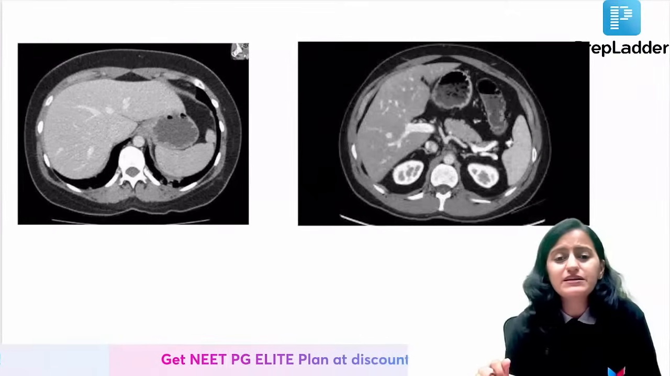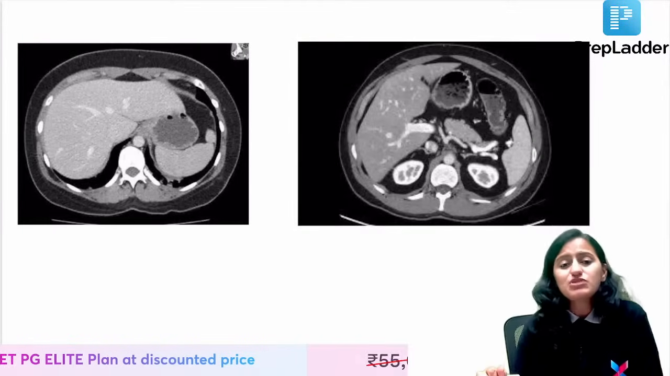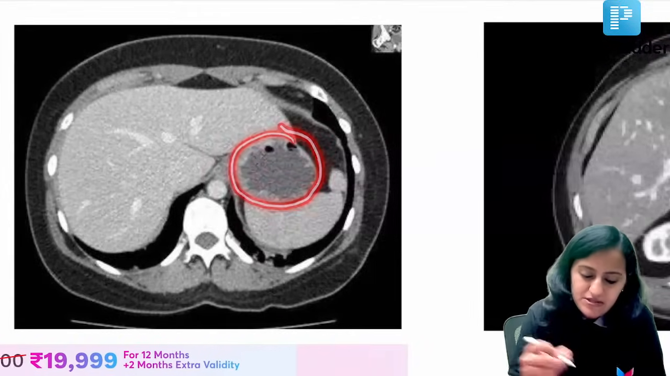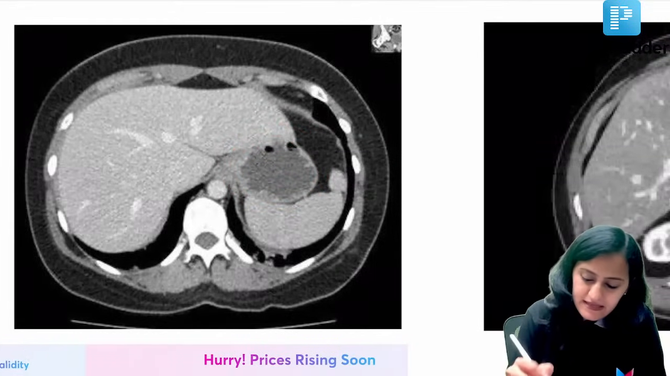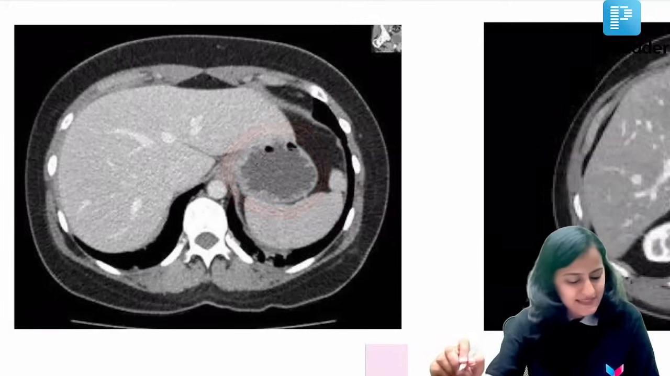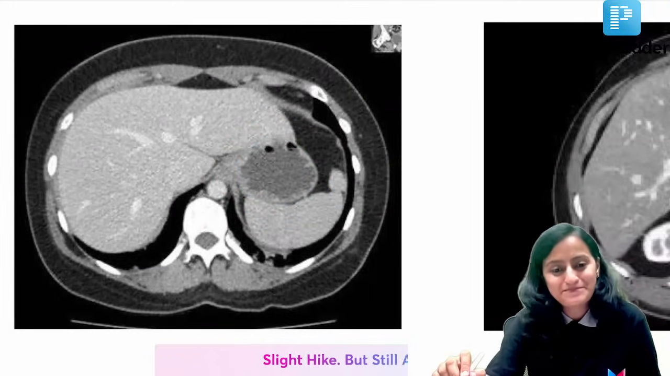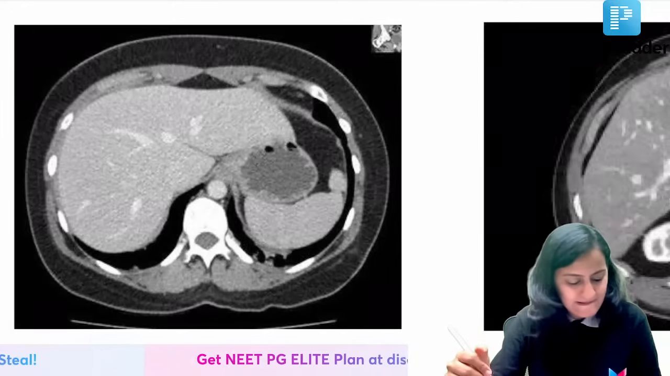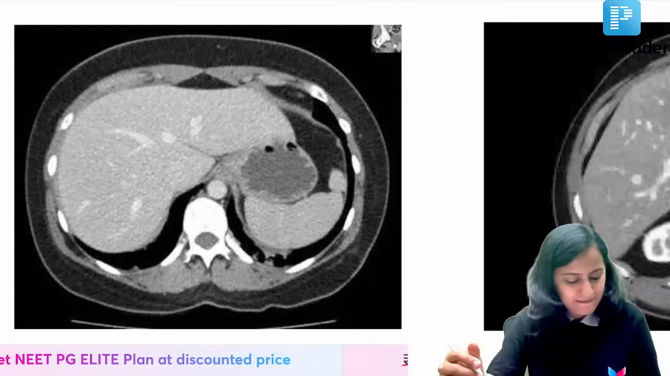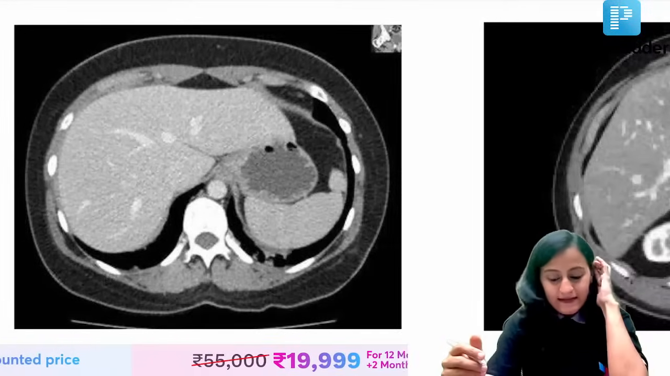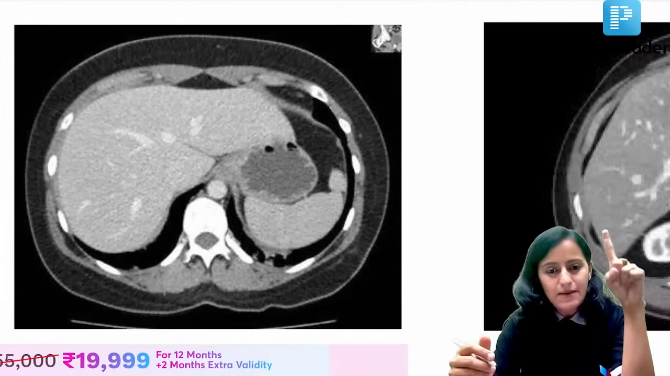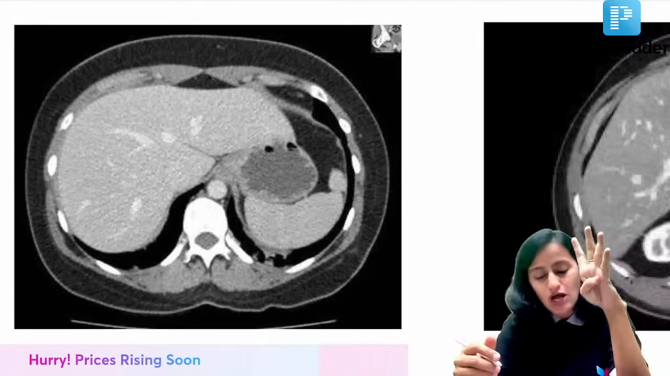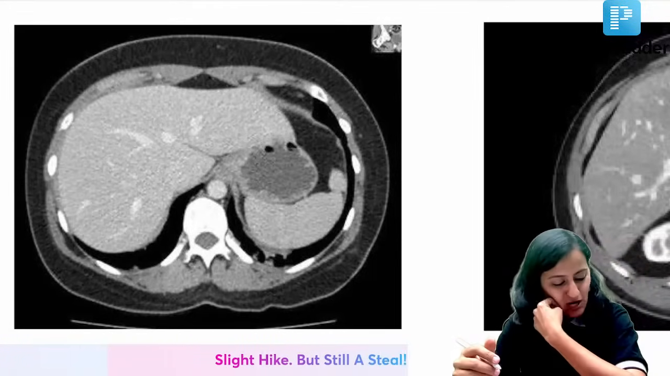Going now to important radio anatomy. In CT abdomen, you have to identify structures. So first of all, tell me what do you think is this structure here? Yes, everybody, what is this structure here that you are seeing? Okay, I'll give you the options. Is it stomach? Is it spleen? Is it kidney? Is it gallbladder? Right, the fourth option is gallbladder.